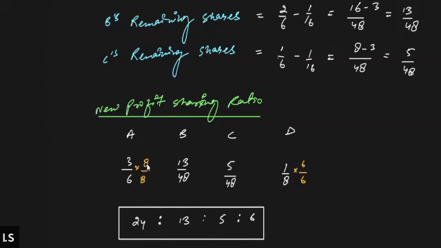So since there is no change in A's share, it will remain 3/6. B's share we have got 13 by 48, 5 by 48, and D's share is already given in the question, that is 1 by 8. Now you must be able to see that the bases are not equal.